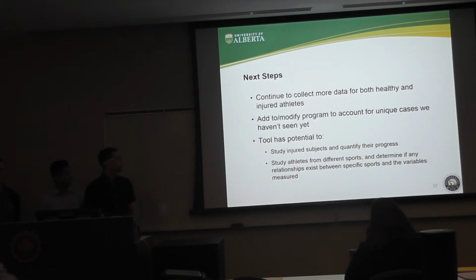So our next steps are to collect more data for both healthy and injured subjects. And in addition, we wish to add and modify our program so we can account for different cases as we saw in the drop jump where we had the 2 peaks. Our tool has the potential to do 2 things. One, to study injured subjects and to monitor their health and see how well they progress. In addition, we can study athletes from different sports and determine if there's any variation between those different sports and whether a single sport has more asymmetry than a different sport.